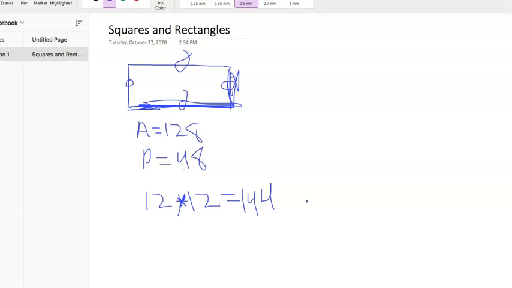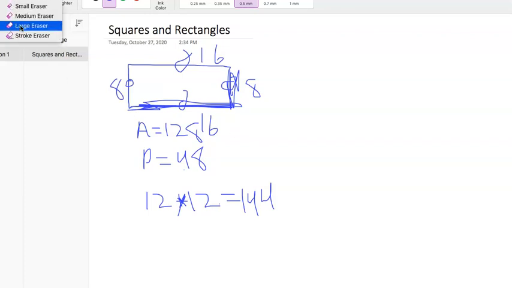16 plus 8 equals 24. 16 times 8 equals 128, right? So if we're to draw it back in here, this will be an 8, this will be an 8, this will be a 16, this will be a 16, right? You add those 4 up, you'll get 48. And if you multiply 16 times 8, you'll get 128, and that will be your answer. So that's really how you do that. It's really the guess and check method.